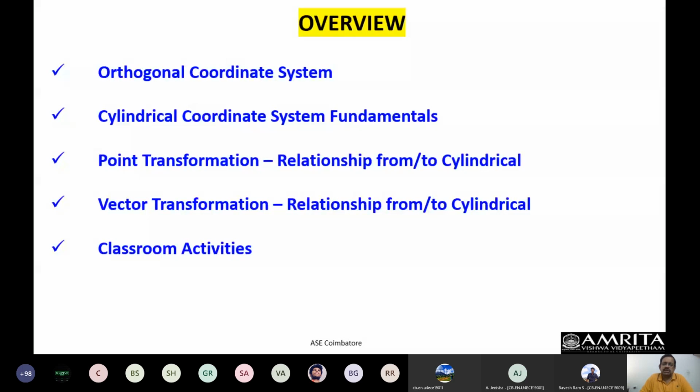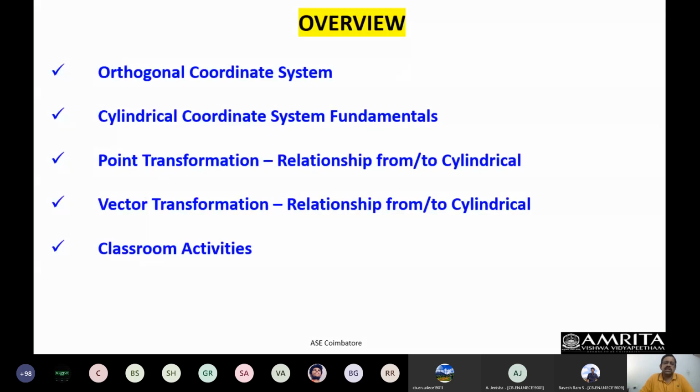One is point transformation and vector transformation. So these two tools we will be using to tackle the field problems. At the time of the field estimation, I will emphasize these concepts, but the fundamentals will not be taken up again there. The fundamentals are in this class.